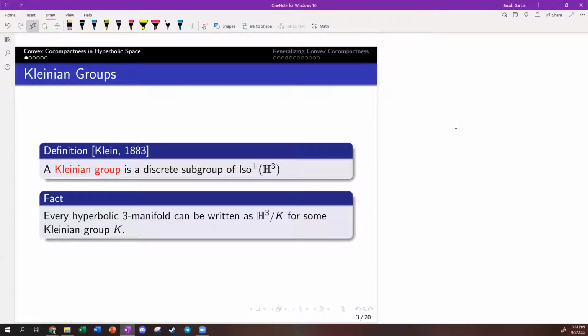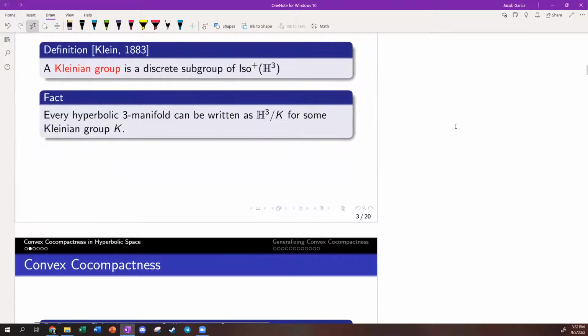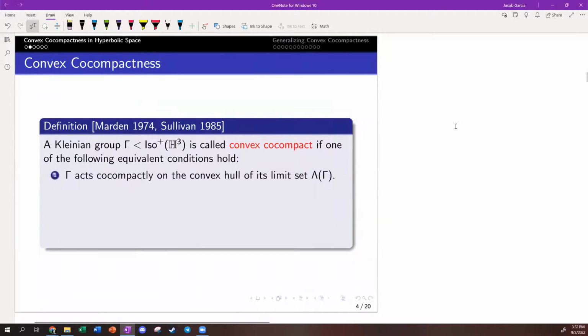One of the reasons that you might be interested in studying Kleinian groups is because every hyperbolic 3 manifold is the quotient of a Kleinian group acting on hyperbolic 3 space, right? So this is a collection of groups that have been studied for quite a long time. And more recent than 1883 was the concept of convex co-compactness. Parts of this definition were discovered independently by Martin and Sullivan.